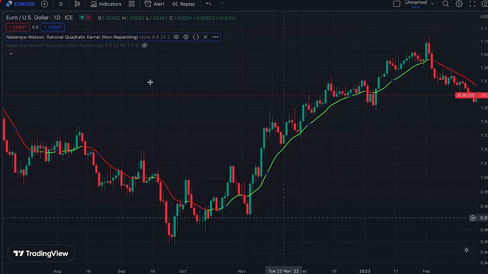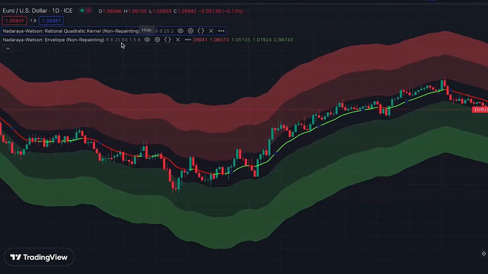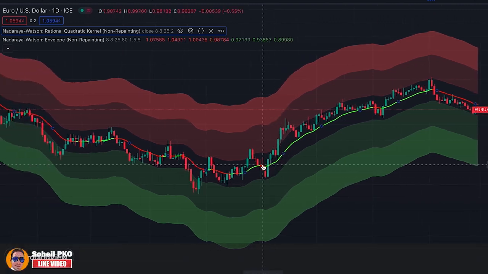and turn on the one with envelope. This one with envelope is built based on the one that I just explained. We have the same kernel regression line here with the same default settings, but in this indicator above and below this line, we have bands or envelope. The envelopes help us to identify overbought and oversold conditions of the market.